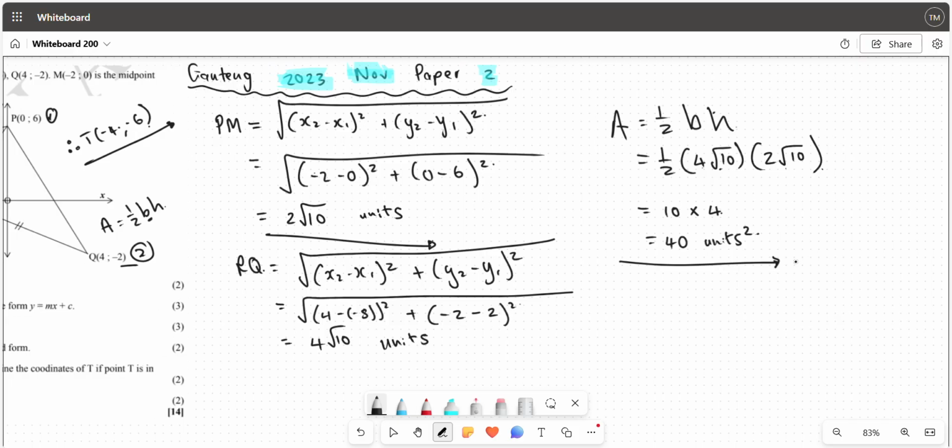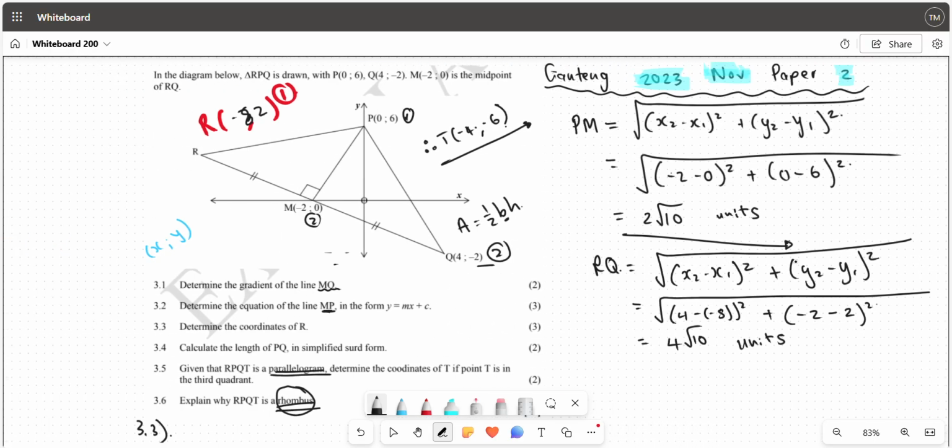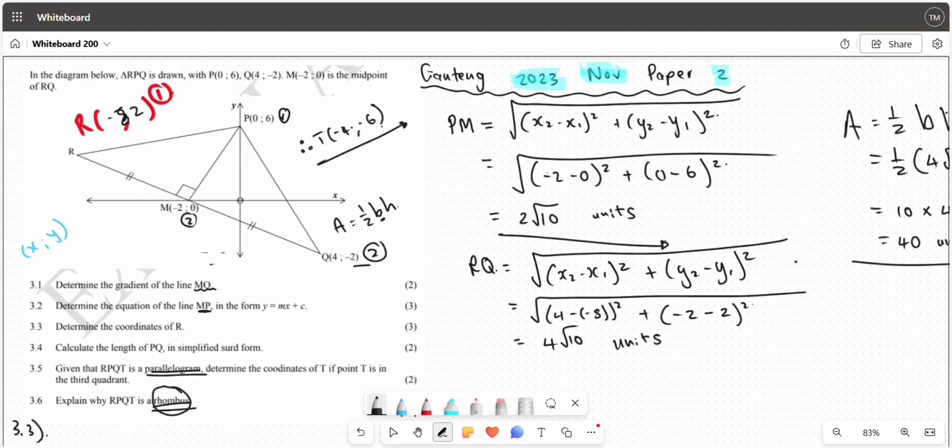And yeah, that's it from my side, guys. I hope you saw how we can calculate gradient, how we can calculate midpoint, how we can calculate the end values when given the midpoint, and how we can find all these things. I hope this helps you for your upcoming tests and exams.